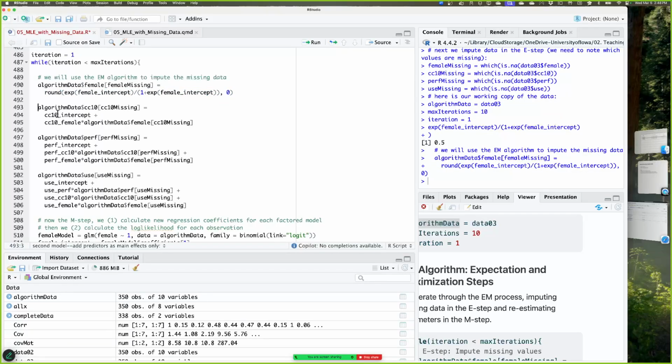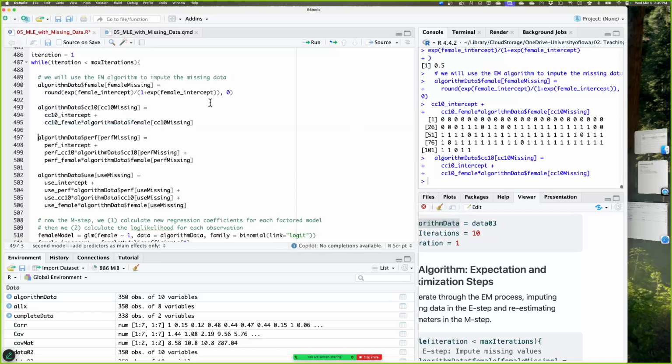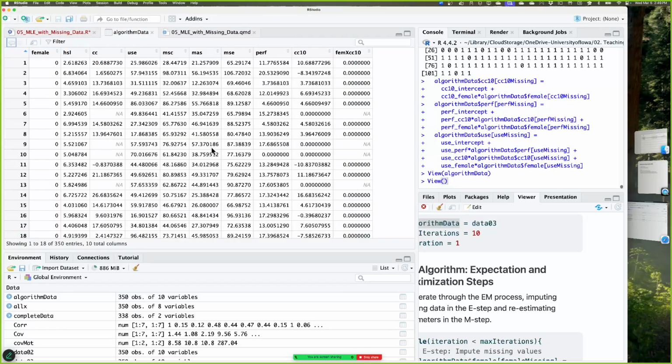Now, for CC10, our predicted value depends on female. So these are what our predicted values should be. Remember, we have really simple regression coefficients right now, zeros and ones, but I'm going to fill in those data. Same thing with performance and usefulness. Now if I look at the algorithm data right here, you'll see usefulness, performance, CC10, and female are all complete. We have complete data.